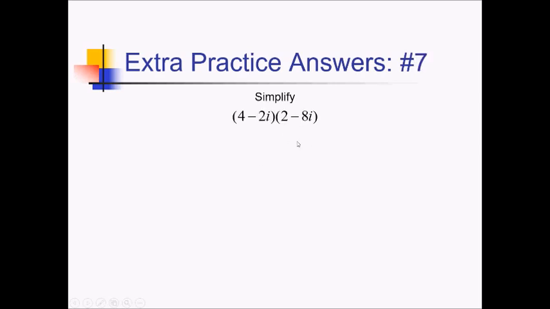To multiply these complex numbers together, I'm going to start by foiling them. So we have 4 times the second parentheses. That's 4 times 2, giving me 8.